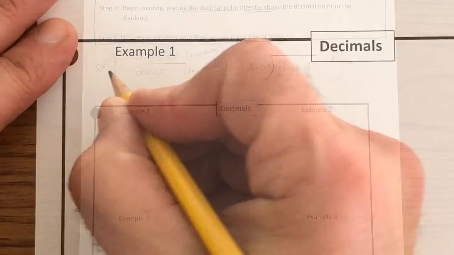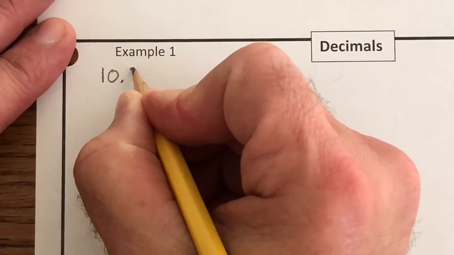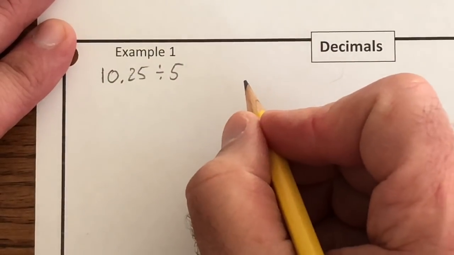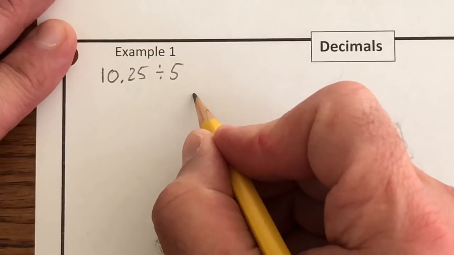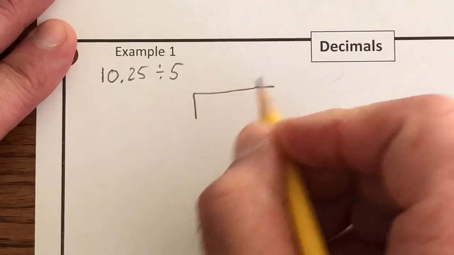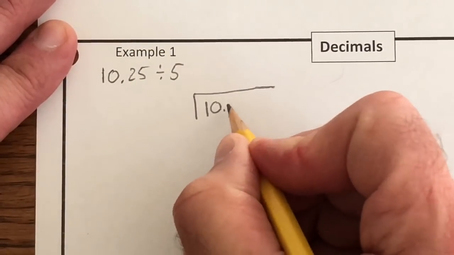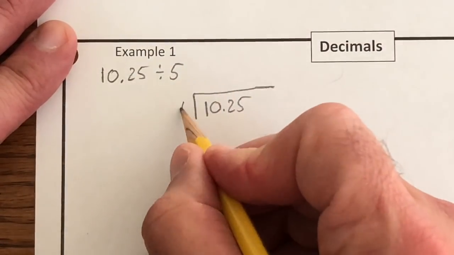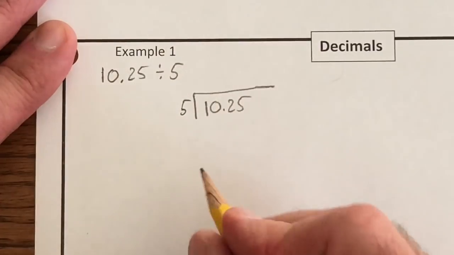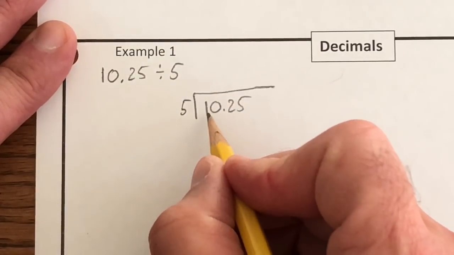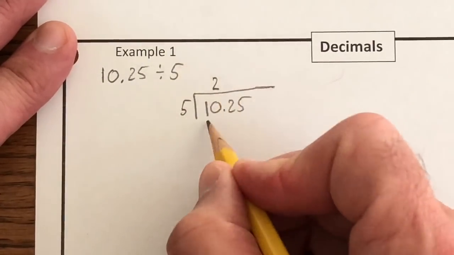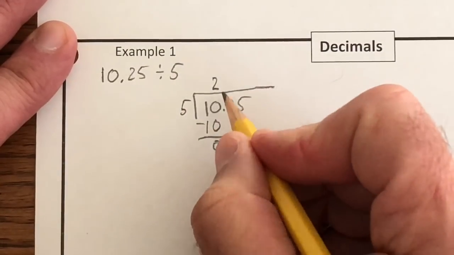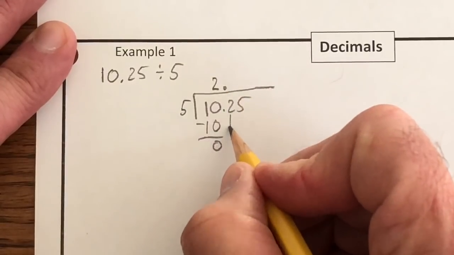In example number 1, 10 and 25/100ths divided by 5. So you set up your long division. The 10 and 25/100ths will be inside where the dividend goes, and the 5 will be your divisor. Now divide. 5 doesn't go into 1, but it goes into 10 twice. Get a remainder of 0. So you need to make sure you put the decimal point up in the quotient.